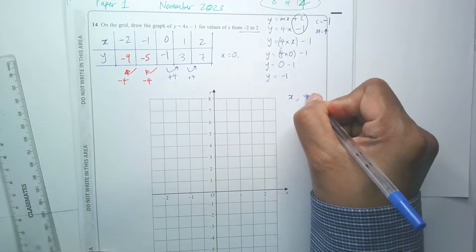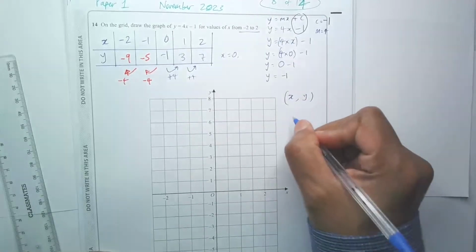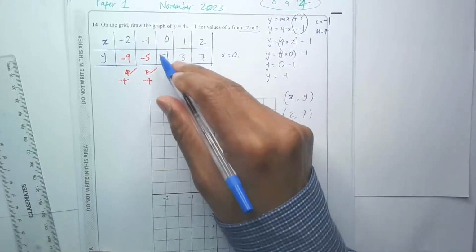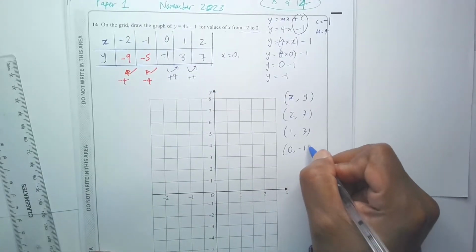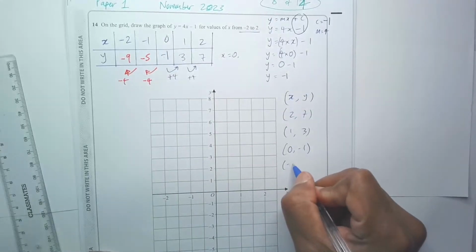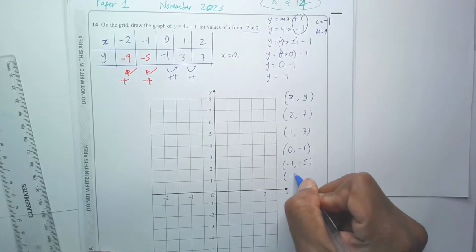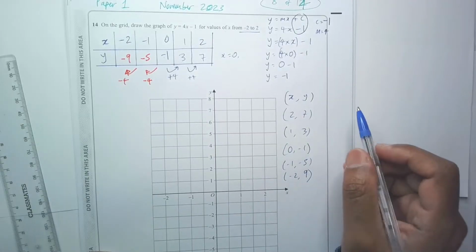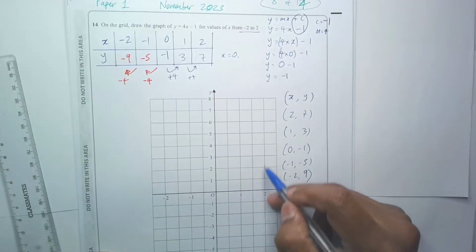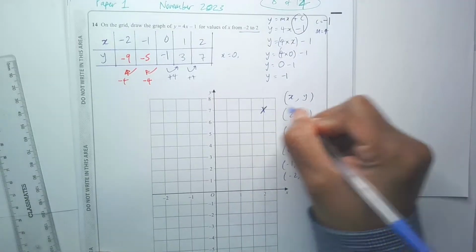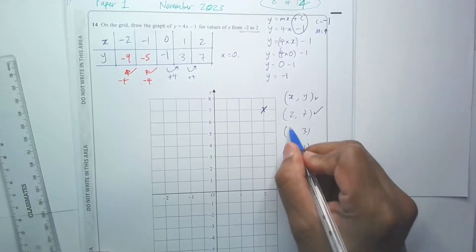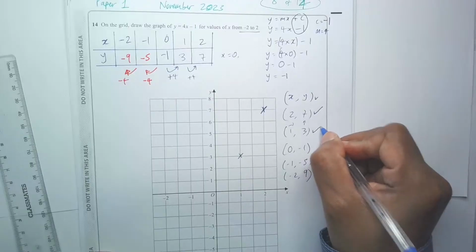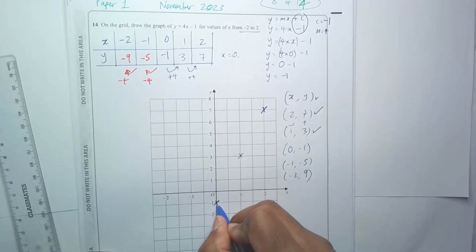So along the corridor, up the stairs. So 2, 7, 1, 3, 0, minus 1, and minus 1, minus 5, minus 2, minus 9. Okay, and now I'm going to be plotting them. So along the corridor 2, up the stairs 7. That's my first point. Along the corridor 1, up the stairs 3. And my third point, along the corridor 0, down the stairs 1.